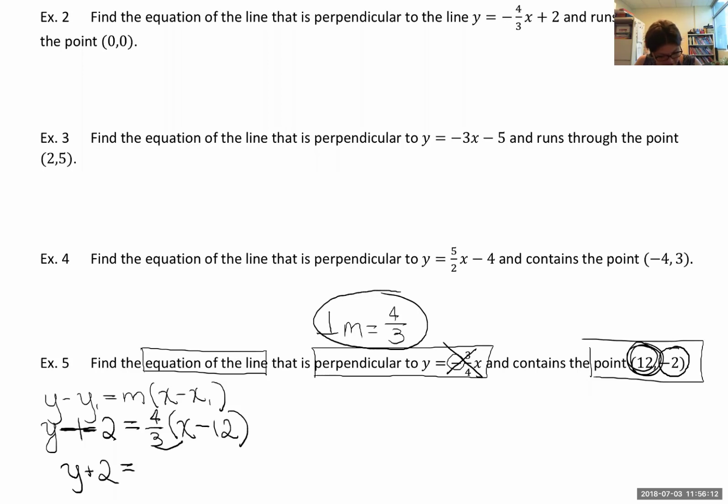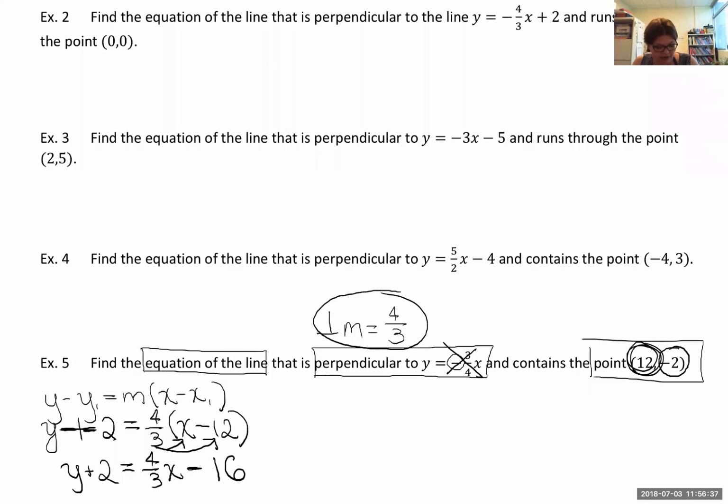And on this side, I can do my distribution, pass out my multiplication. 4/3 times x is 4/3 x. And I love 4/3 times -12, even if you do it in your TI. So let's see, 4/3, arrow out of your fraction, times -12. You're going to see that it gives you a nice whole number, -16.